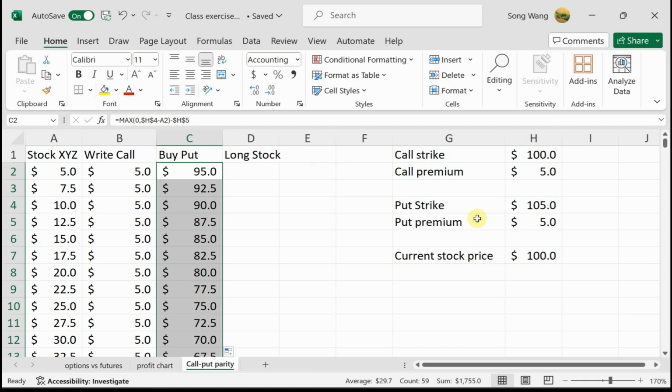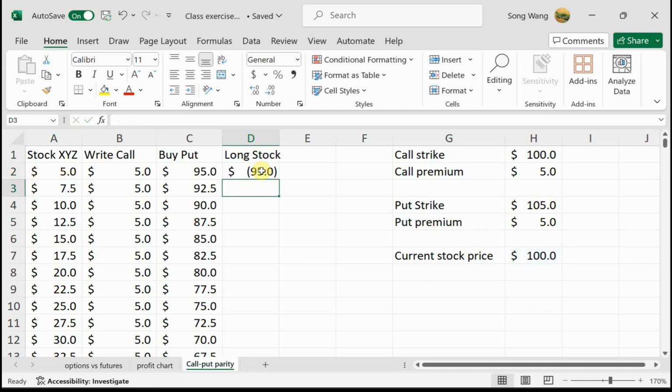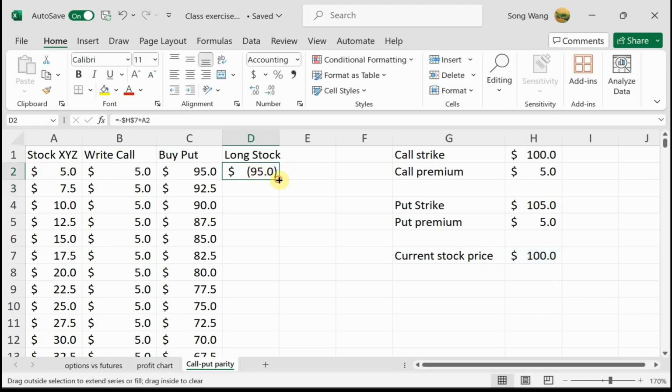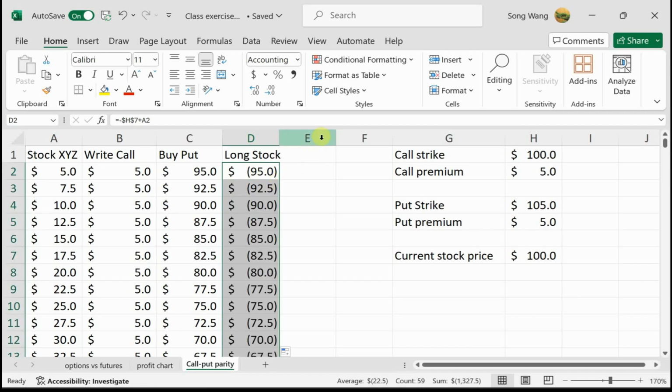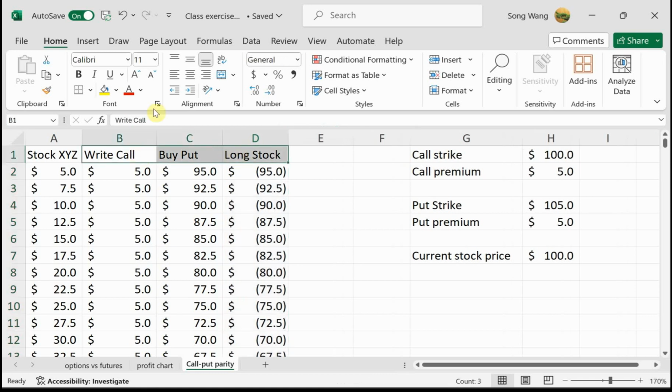Now you also purchase one share of the stock, so you will need to pay this $100, and when the time comes, you want to sell the stock at whatever the prevailing price is. If $5 is the prevailing rate for the stock, then you will lose $95. Make sure this negative 100 is properly locked before you drag it down. Then you combine the profit from these 3 channels of trading.